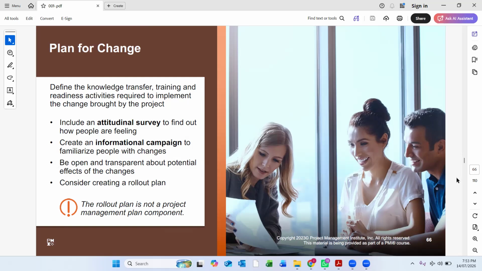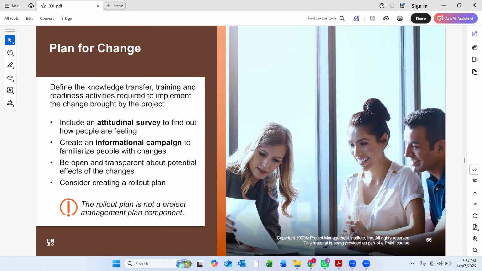Okay, fine. So now back to the topic, plan for change. So how can we make changes? We should include an attitudinal survey to find out how people are feeling. We can conduct surveys. We can create an informational campaign to familiarize people with changes. Be open and transparent about the potential effect of the changes, and consider creating a rollout plan. So actually, the rollout plan is not a project management plan component.